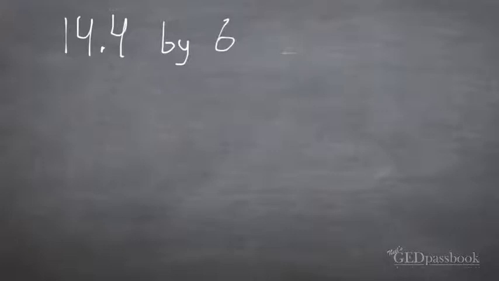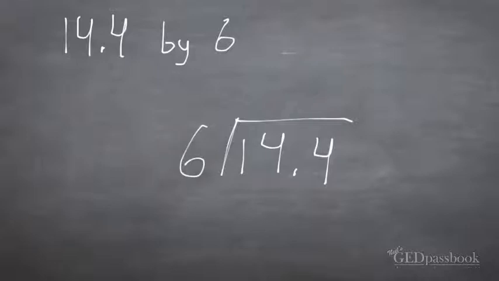So you set it up as a division problem, right? 14.4 divided by 6. Yeah, we haven't learned any rules yet. This is the thing. You have to ask yourself, is the outside number a whole number or a decimal? It's a whole number, right? It doesn't have a decimal. Those are your best friends. Those are the simpler ones.